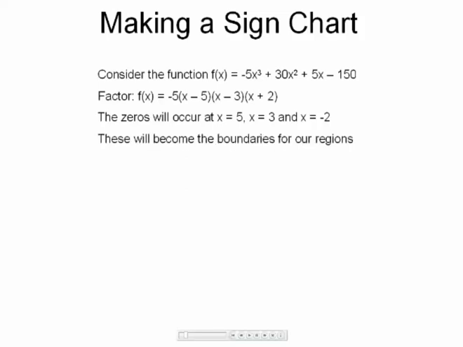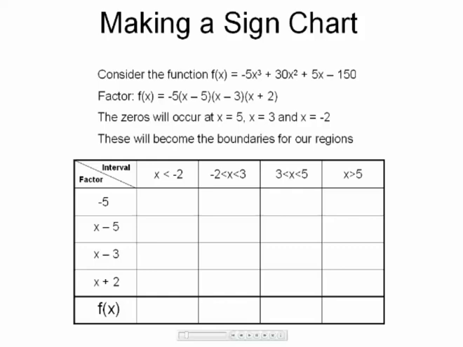To do this analysis, we have to break up this function into regions. We're going to use the zeros to help define those regions. Now we construct the chart. We start by putting our intervals or regions along the top and our factors along the side.